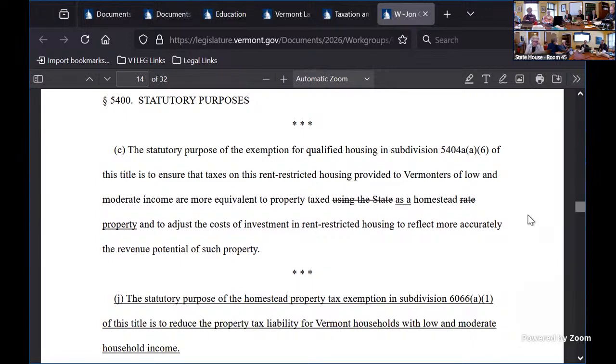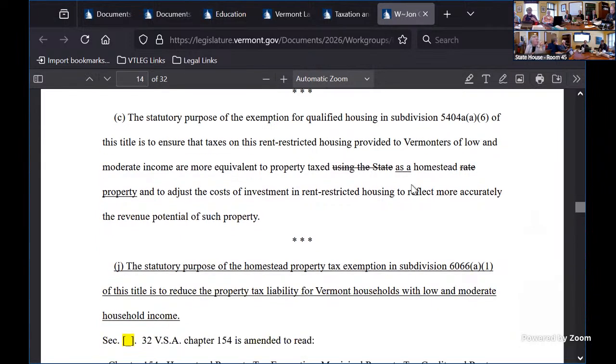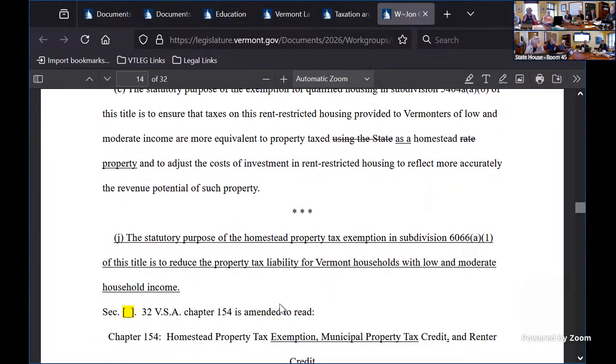From taxation. And so here are some cleanup changes in the first section, but to call out this, the statutory purpose of this new homestead property tax exemption, which is intended to replace the existing property tax credit, is to reduce property tax liability for households with low and moderate household income. So you can think of them as income sensitivity measures. That's what this sort of thing is. And we're replacing the existing income sensitivity measures through the PTC.